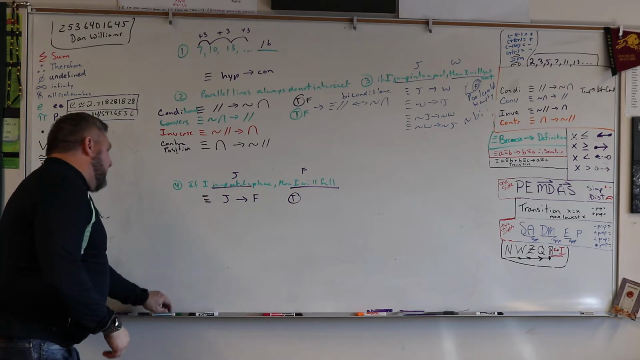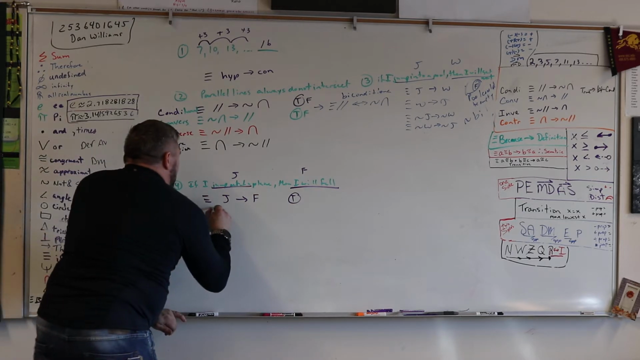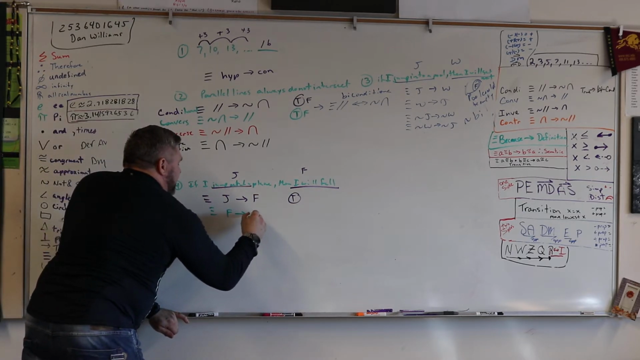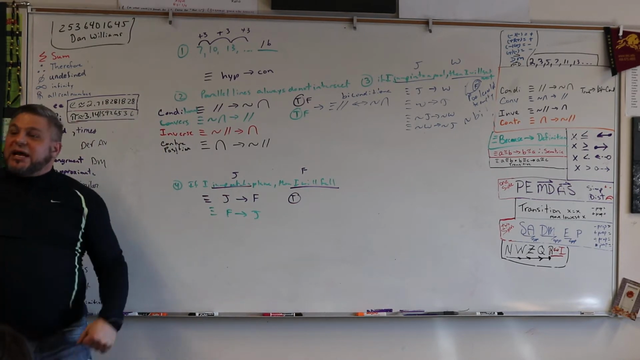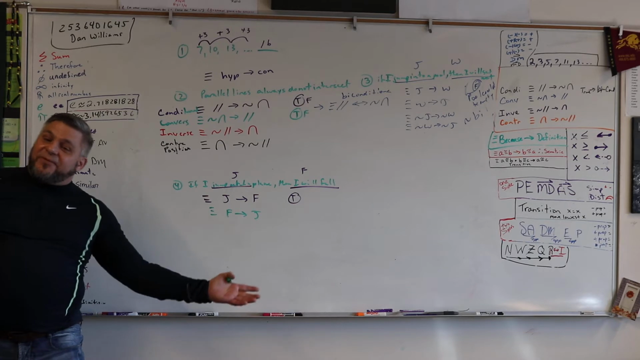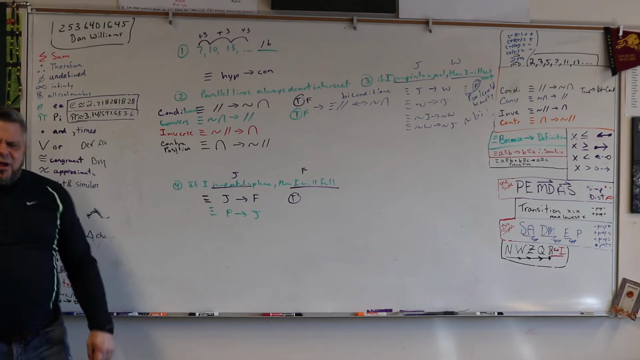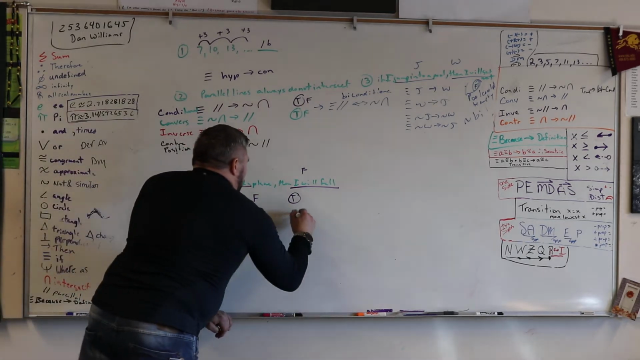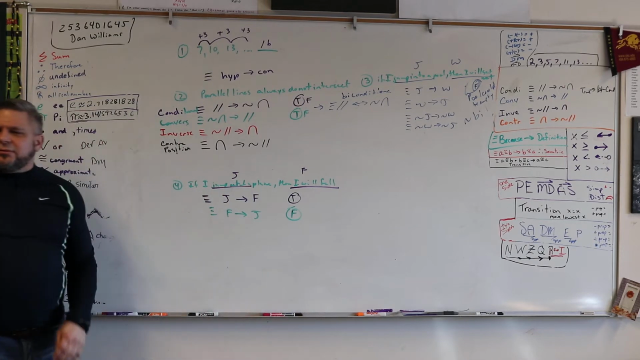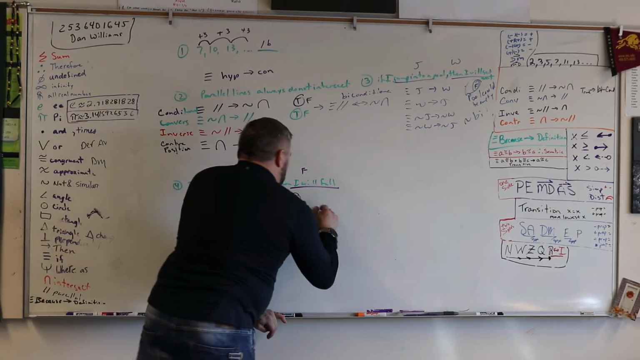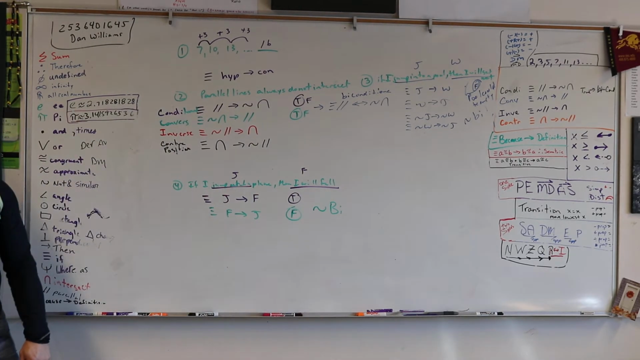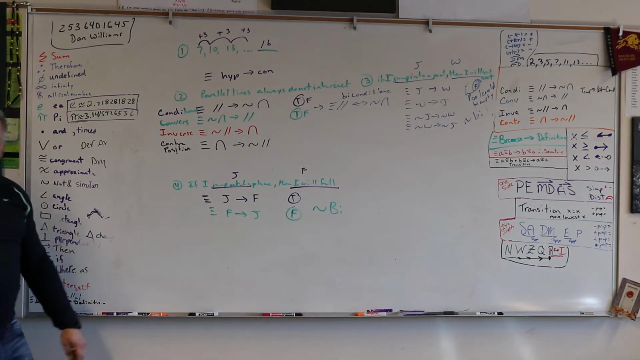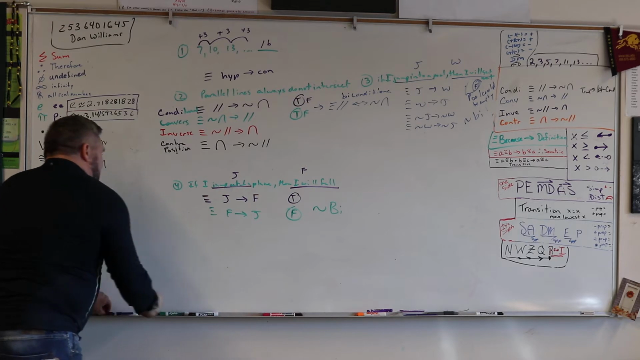Let's do the next one. The next one would be if F, then J. So if I fall, then I jumped out of a plane. Is that true? Every time I fall, I jumped out of a plane? No, that's not true. So, is this biconditional? Not biconditional. If it doesn't go both ways, it's not biconditional. Does that make sense?